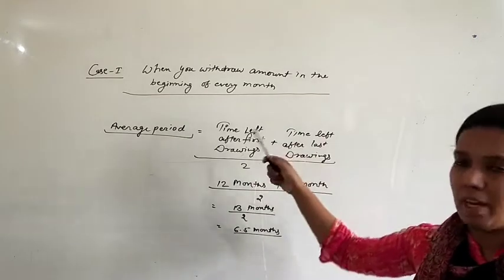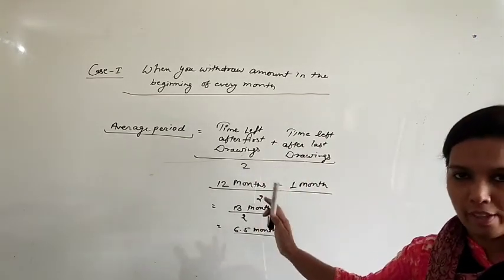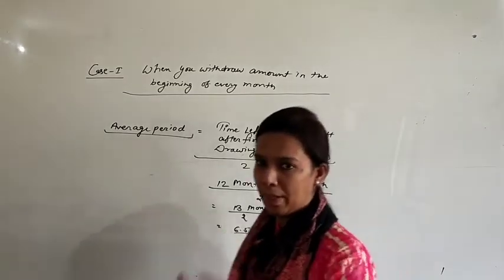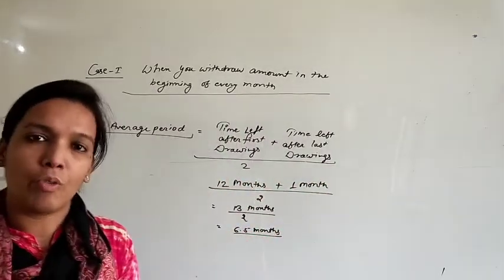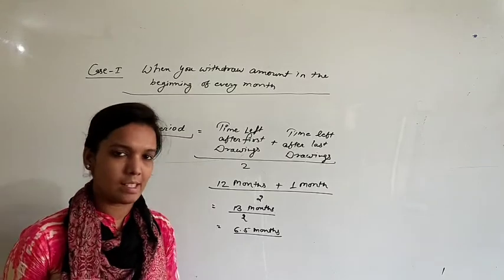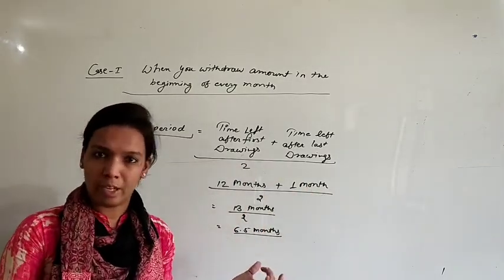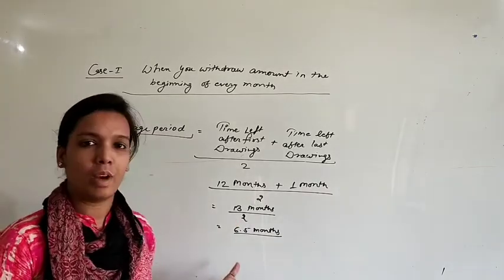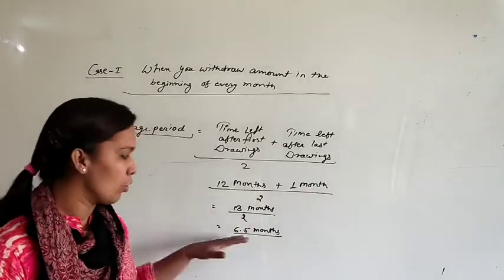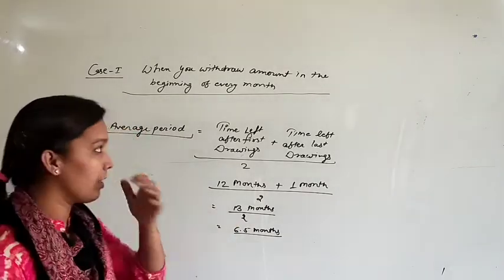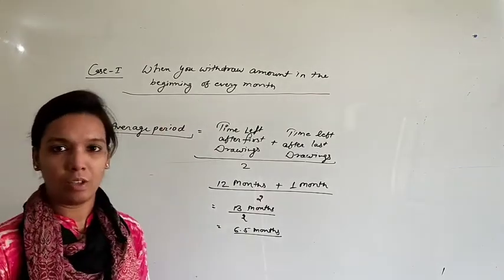This will be the formula in each case, whether you are withdrawing in the beginning, in the end, in the middle, or whatever. There will be some more cases, but in every case the formula will be the same. You just have to put the values in this formula and find the value. So 6.5 months will be the time for beginning drawings.